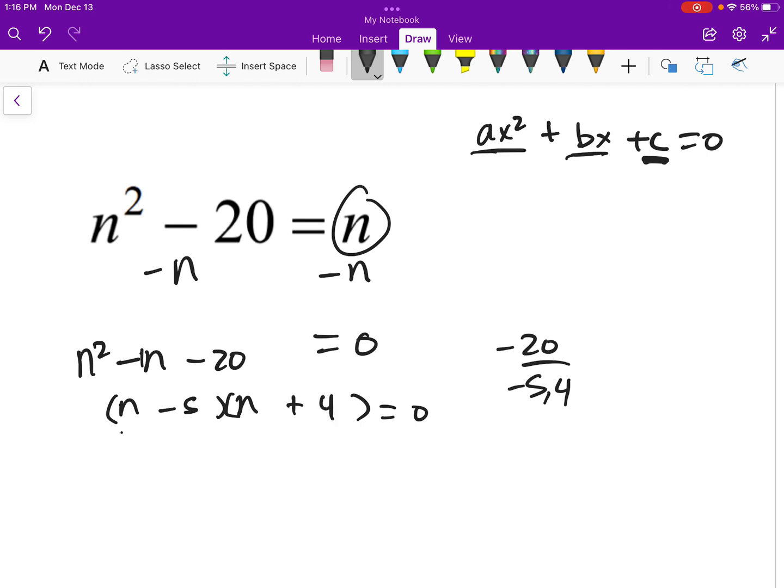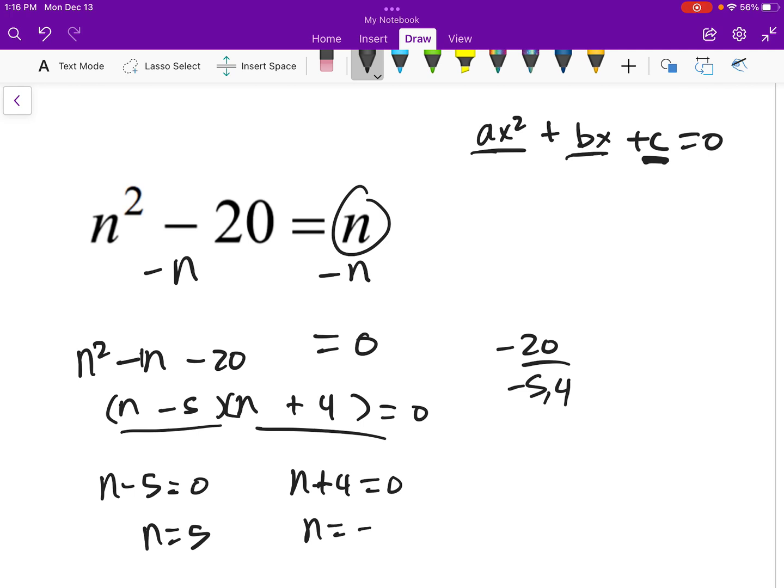Okay, last step is you take each of those factors and set it equal to 0. So n minus 5 equals 0, and n plus 4 equals 0. So I'm going to add the 5 over. I'm going to minus the 4 over. So my solution set is positive 5 and negative 4 are my two answers.